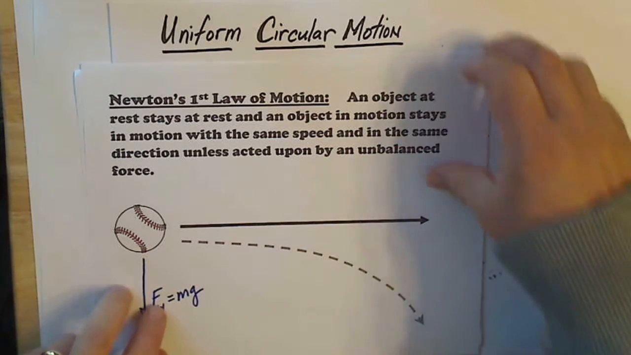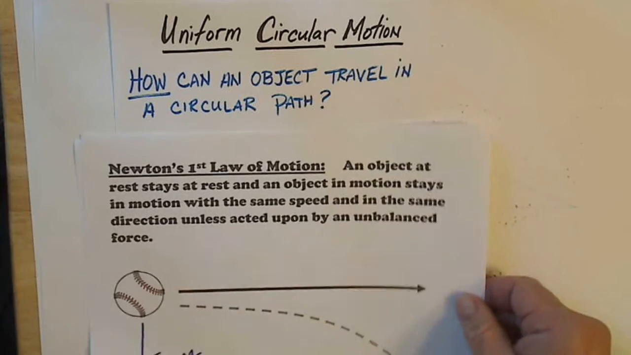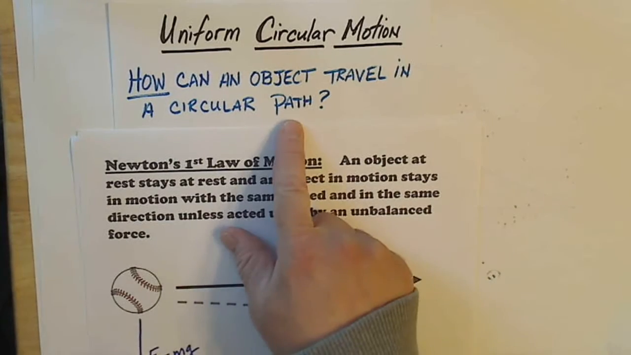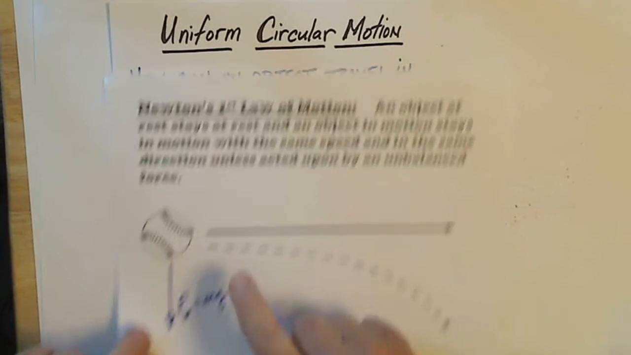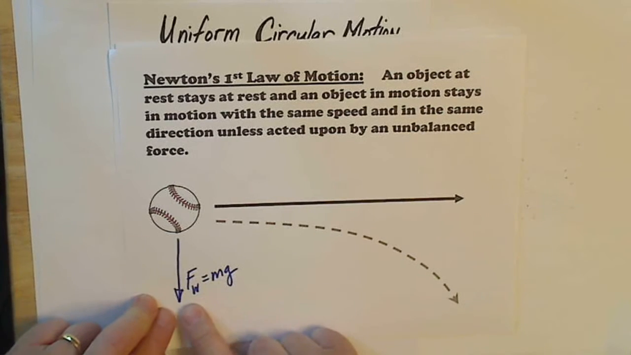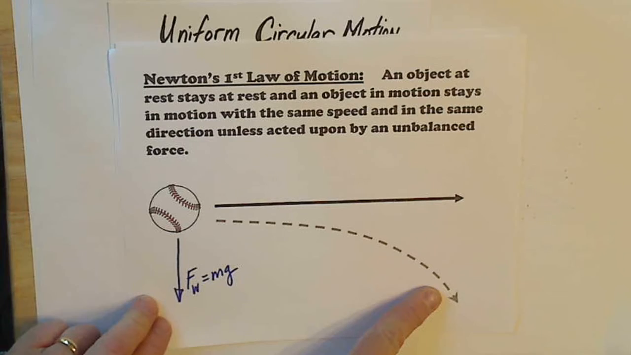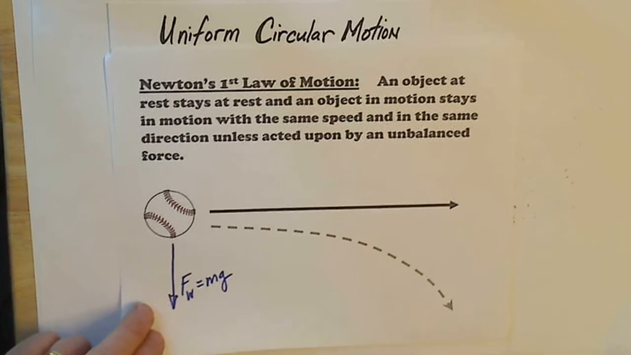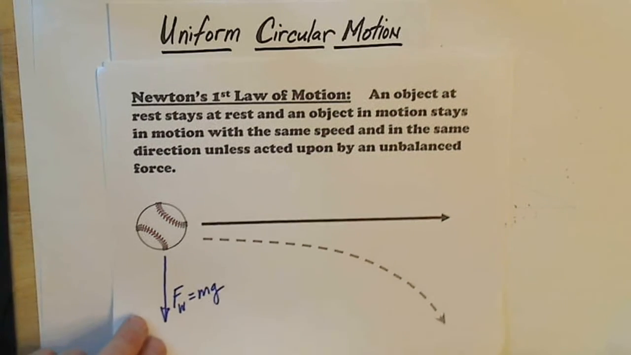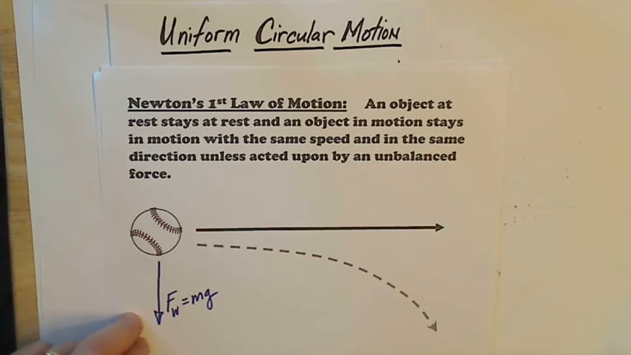That's what's going to create a curved path. So that's what answers the first part of the question. How can an object travel in a circular path? Well, it has to have some sort of outside net force pulling on it. It creates that curved path. Now, there's a way of taking that and going even a step farther with it.